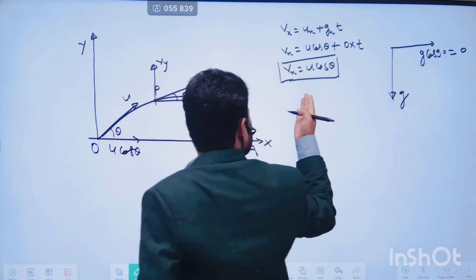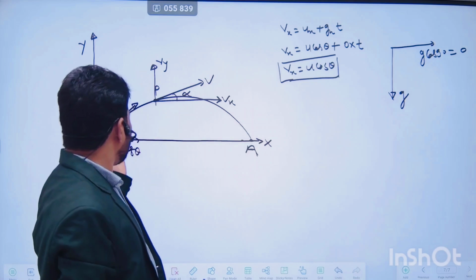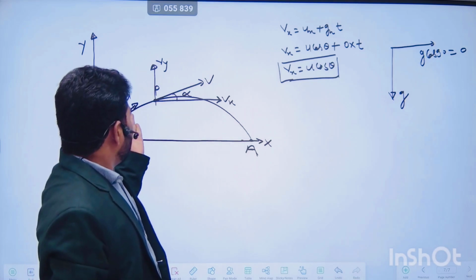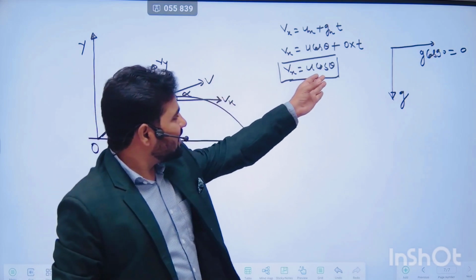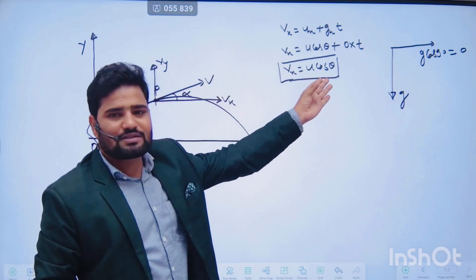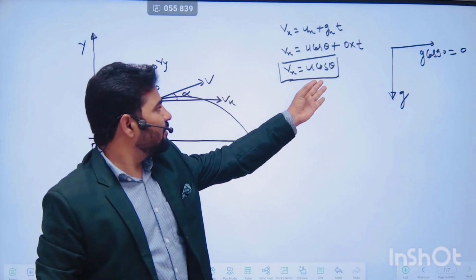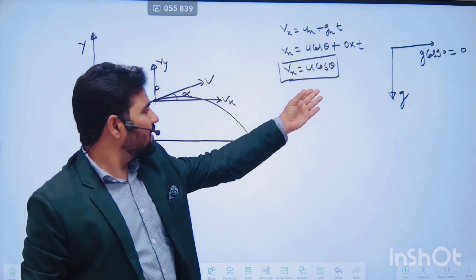Clearly, this is independent of time. No matter wherever the particle is during the projectile motion, the horizontal component of velocity always remains constant, that is u cos theta, the horizontal component of initial velocity.